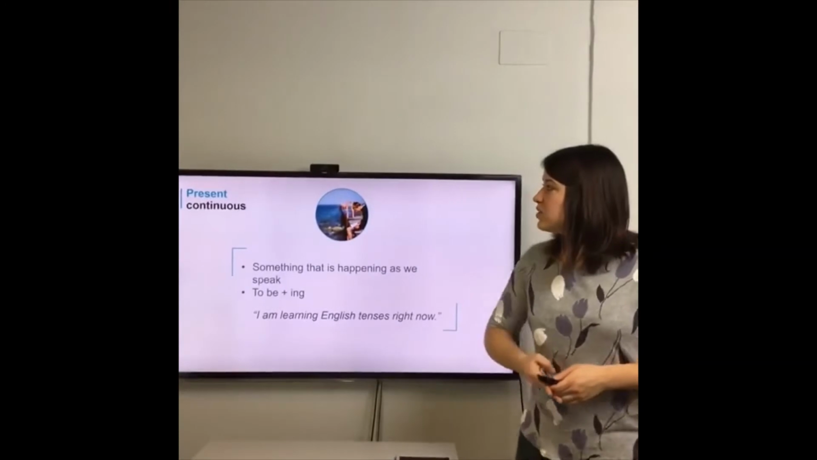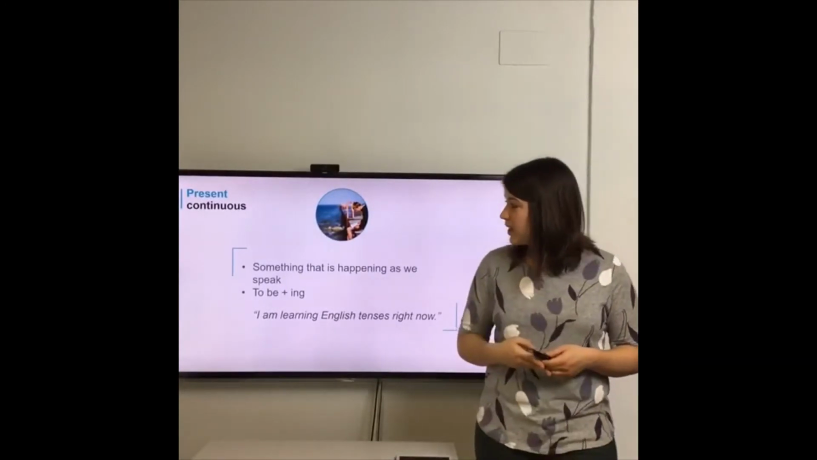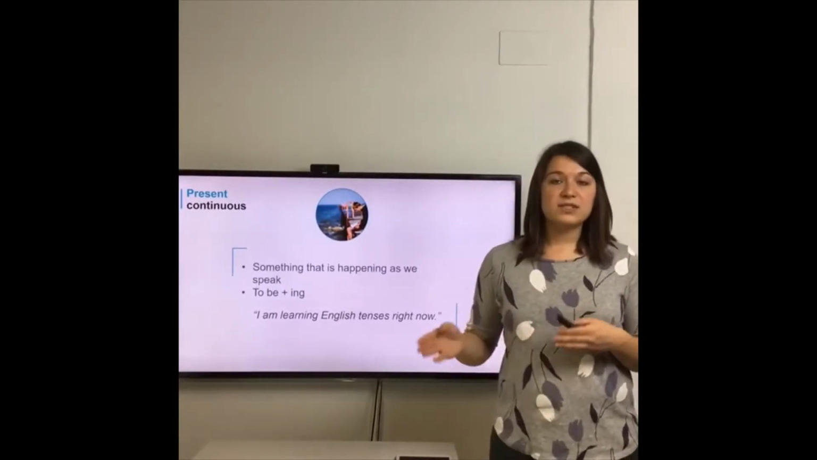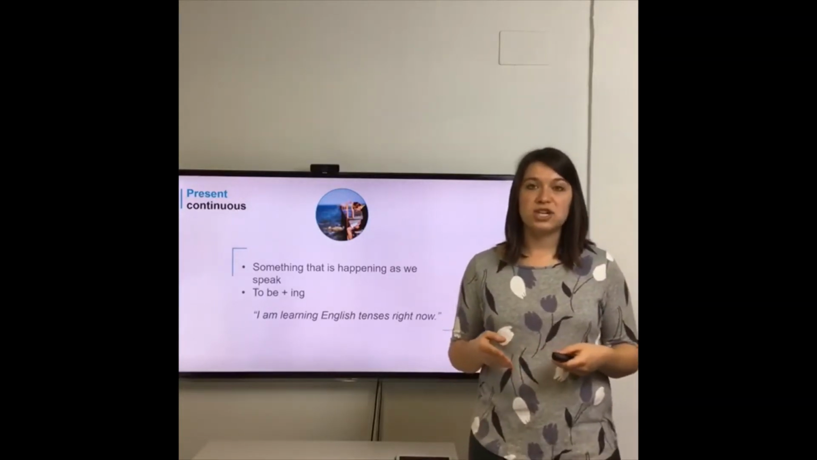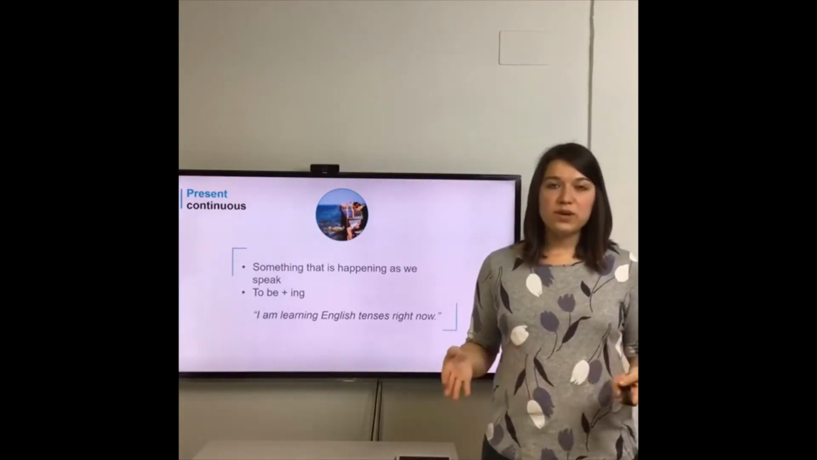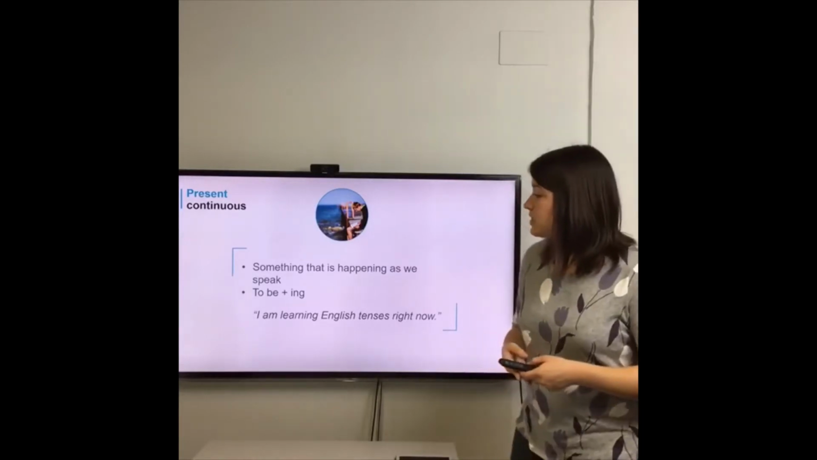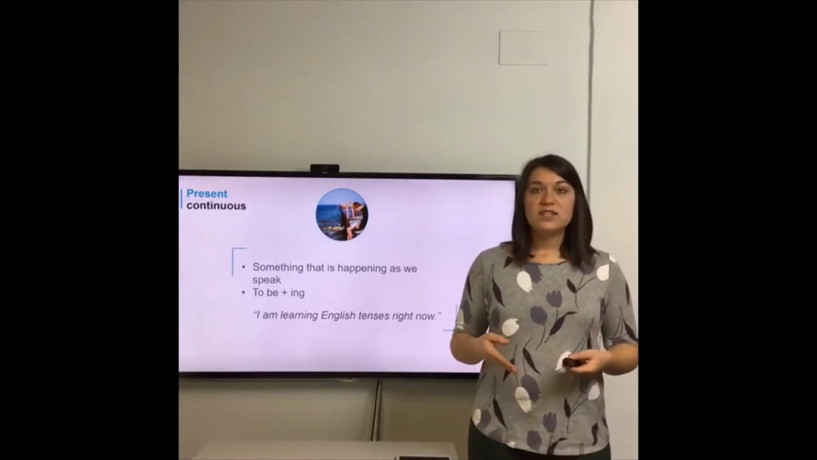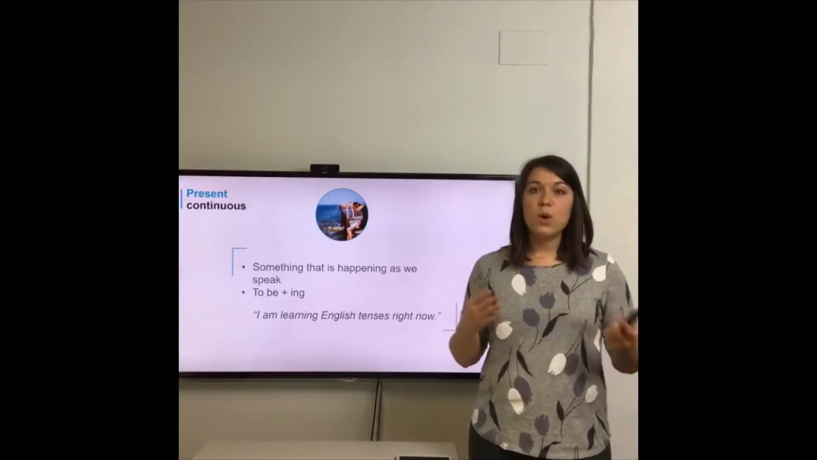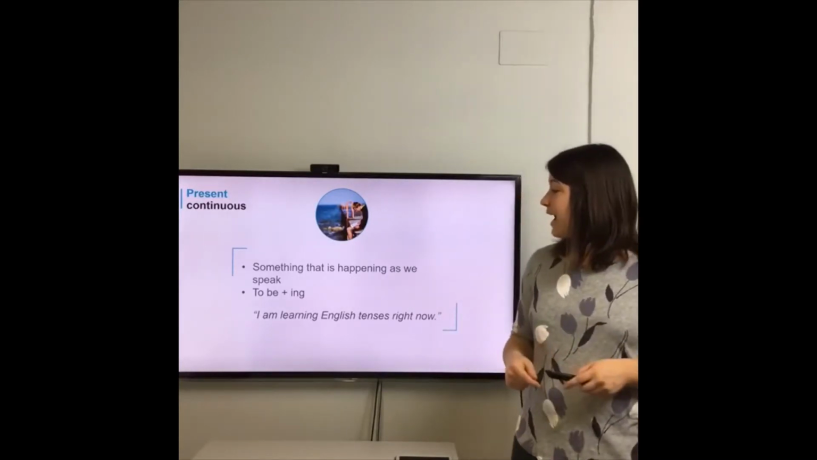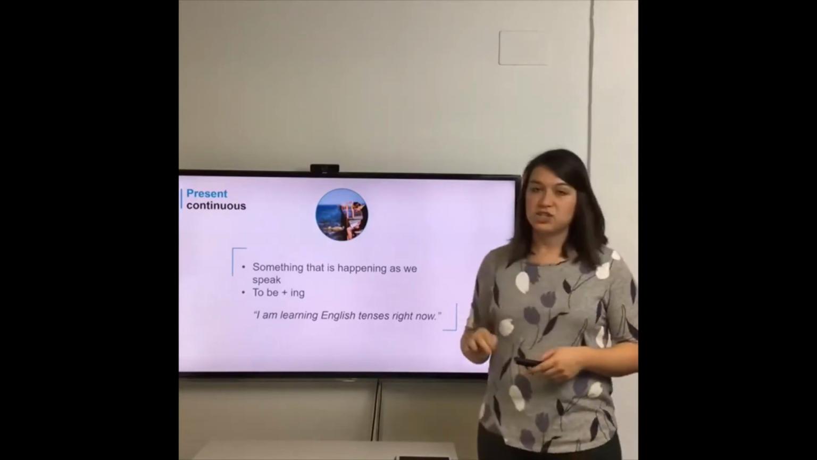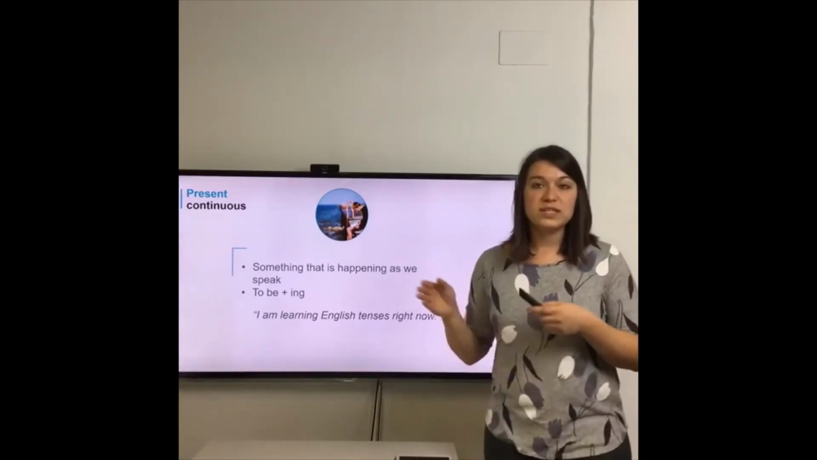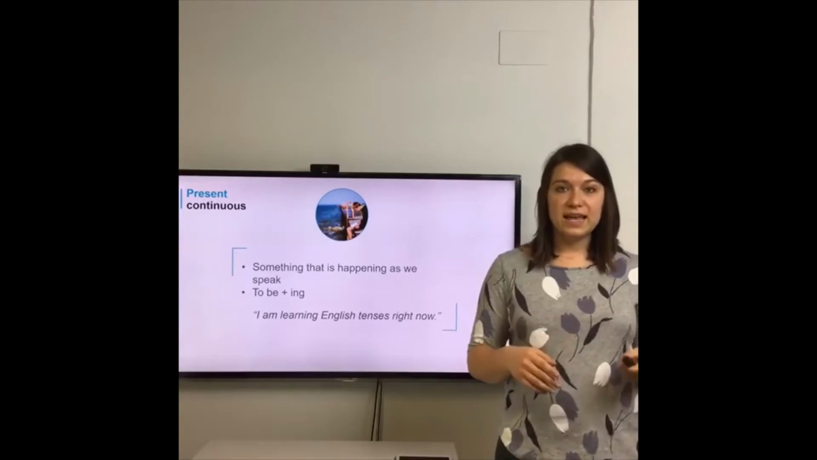Okay, now let's look at the present continuous. This is something that is ongoing, happening as we speak. So an ongoing action in the present. How do we form it? We form it using the verb to be. So I am, so am or are, plus ing. For example, I am learning English tenses right now. So this is an ongoing action in the present.